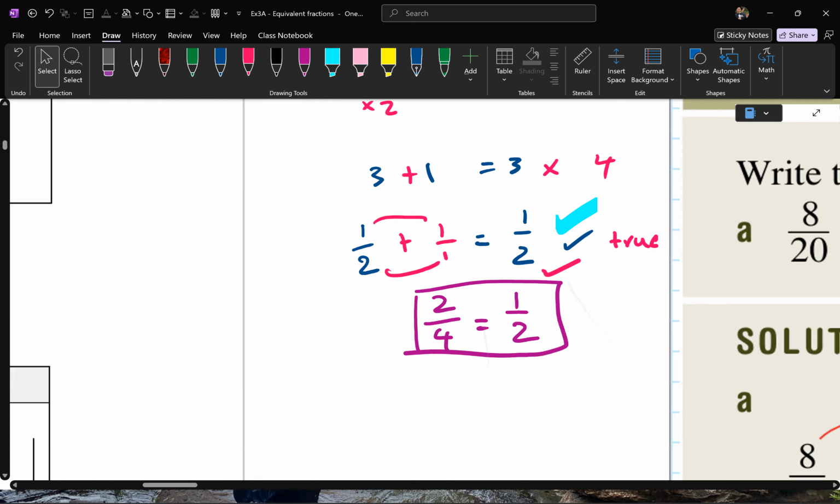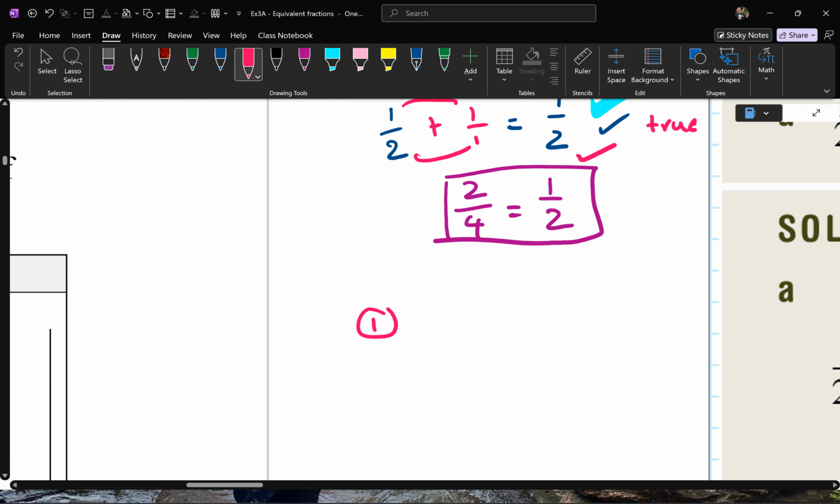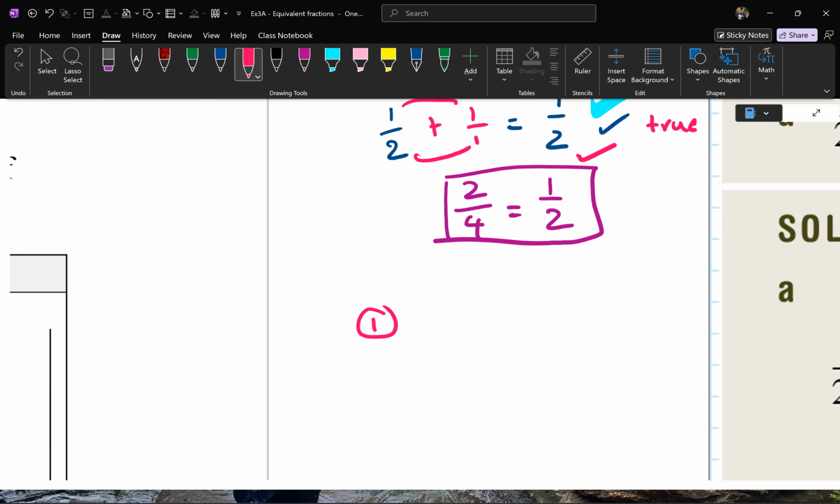Okay, so first concept that I want you to take out is why do you have to do to the bottom and then you do to the top and it only works for times? The reason why is you're really just doing multiply by 1. That's the reasoning.